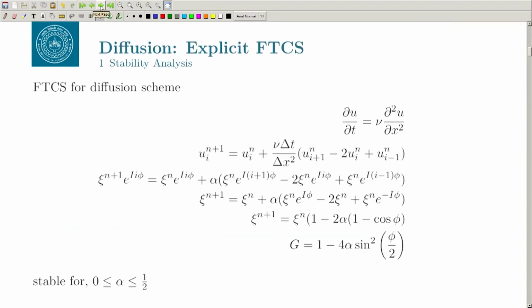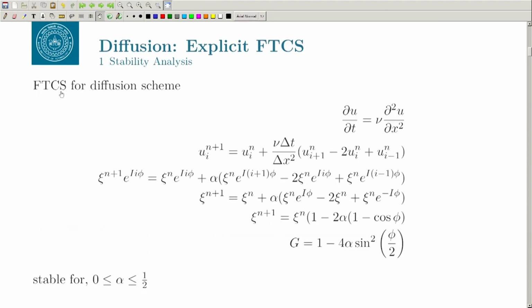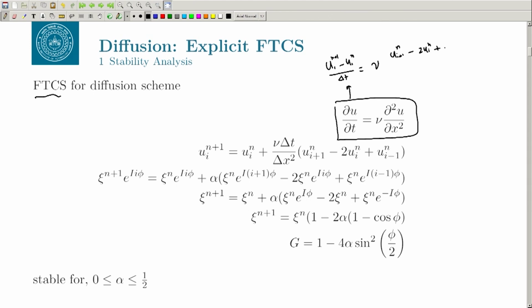We use this forward in time and central in space scheme for the diffusion. So, this is our diffusion scheme. When we use the forward in time and central in space, this will become u_i^(n+1) minus u_i^n by delta t equals nu times u_(i+1)^n minus 2 u_i^n plus u_(i-1)^n by delta x square, right. And you can modify it, rearrange it, and you will get this form.